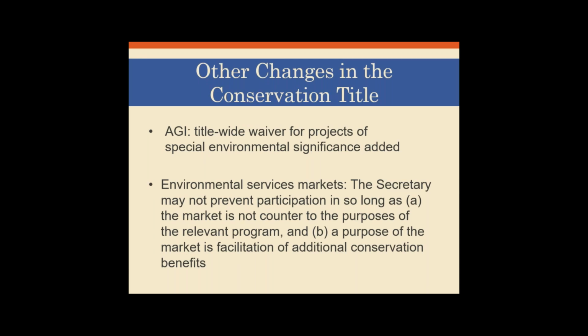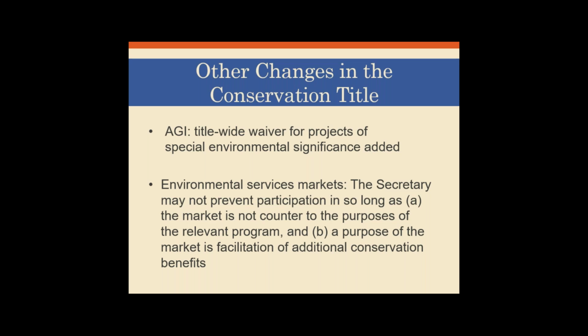I wanted to include a couple of other changes here. We talked about this a bit in the Q&A section before. The adjusted gross income limitation is still at that $900,000 level, and as Chris mentioned before, there is the opportunity now title-wide to have a waiver for projects of special environmental significance. That was already in place for RCPP, so not necessarily new, although it applies to the entire conservation title, but it is something additional for ASAP.